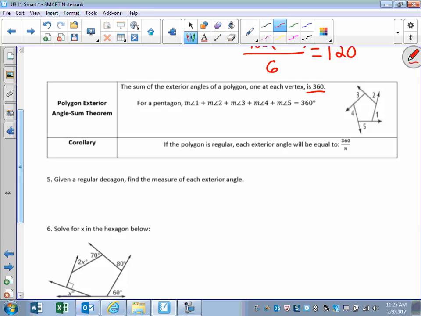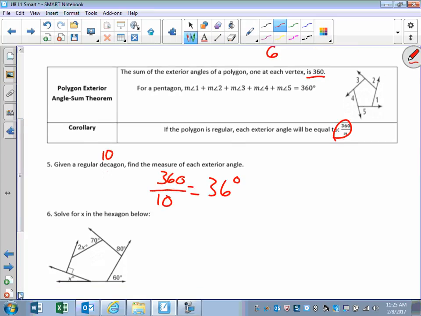So we have a regular decagon, which is 10 sides. Find the measure of each exterior angle. If we go back to our corollary, we have 360 divided by 10. So each exterior angle should be 36 degrees. 36 times 10 is 360. So it always has to equal 360.